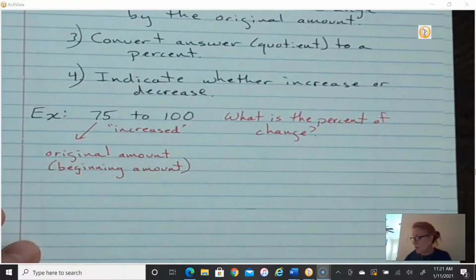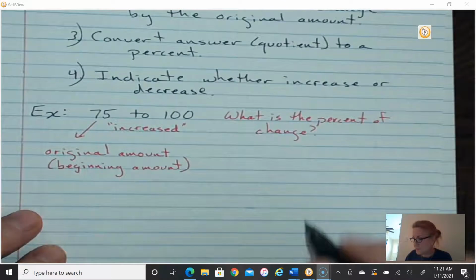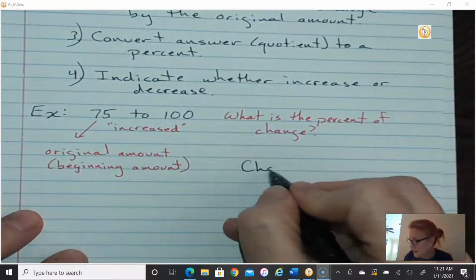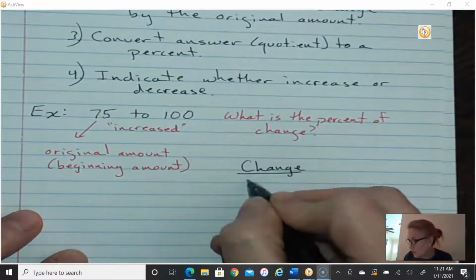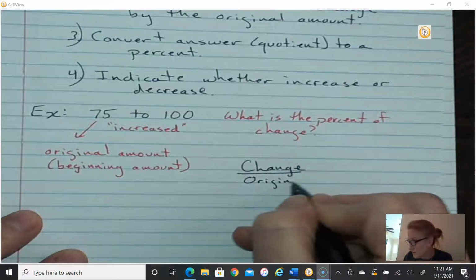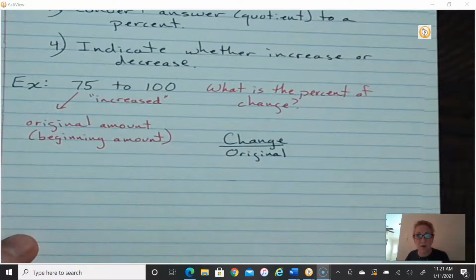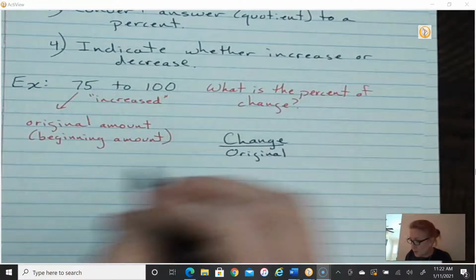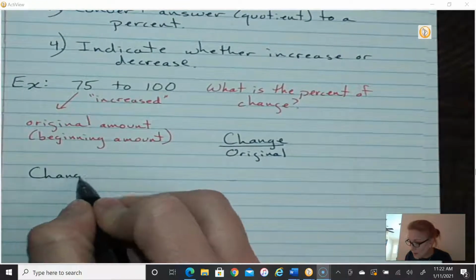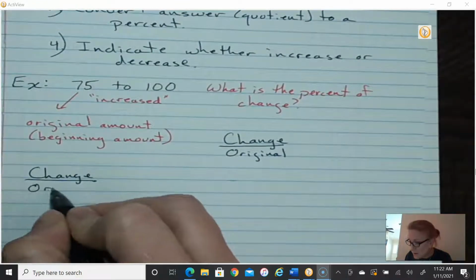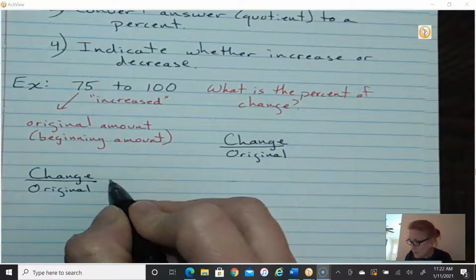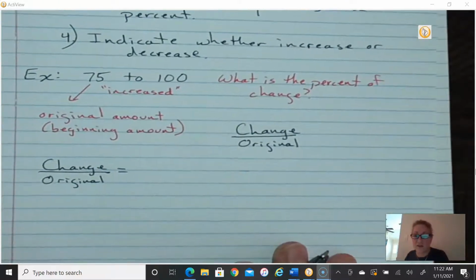Okay? Now, what did I tell you the formula was? Change over original. Okay? Change over original. All right, so, you're going to hate me for this. I'm going to rewrite this over here. You always get mad when I change things up.